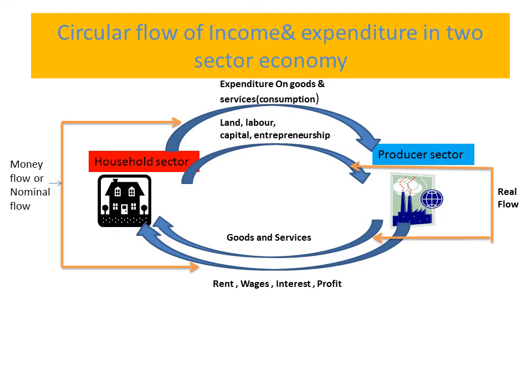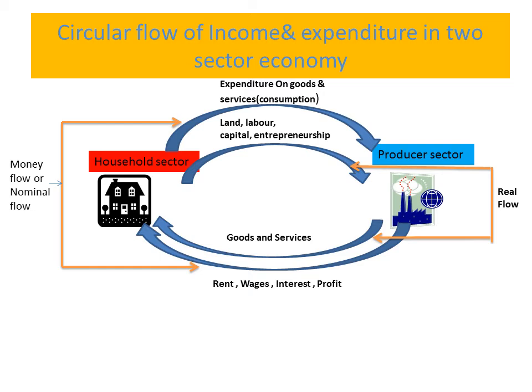You can see in the diagram that in the outer flow with the arrow, expenditure on goods and services, consumption, is going from the household to the producer sector, and the producer sector in return is giving rent, wages, interest, profit. So this outer flow is called money flow. And in the inner flow, land, labor, capital, entrepreneurship is provided by the household to the producer sector, and the producer sector is providing goods and services to the household. That is called real flow.